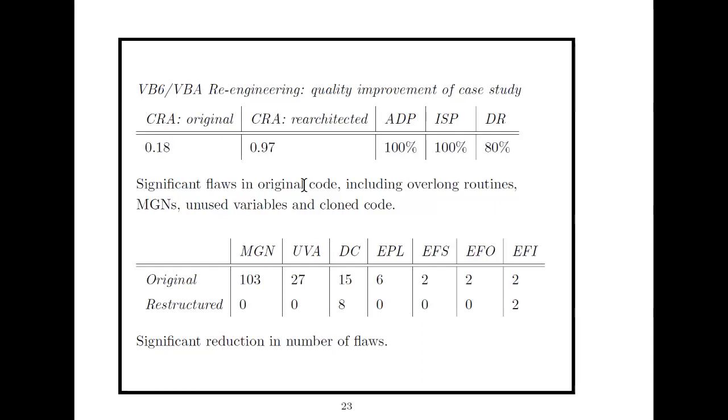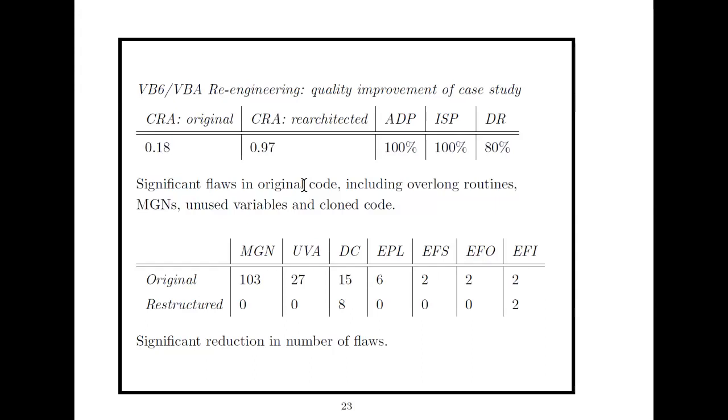So we have here actually 10 cases. For the dependency rules, only 80% have passed, while for the interface segregation, 100% have passed, and for the ADP, 100% have passed the test also.